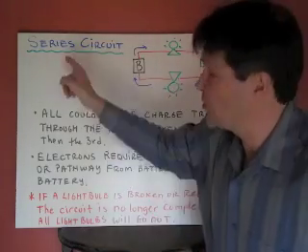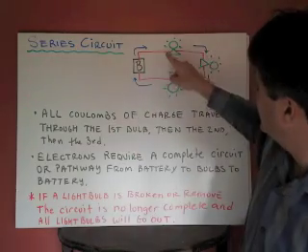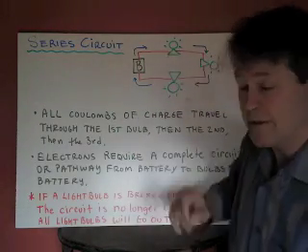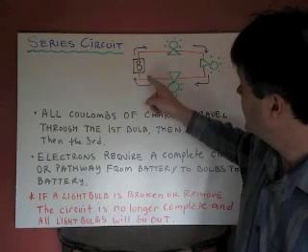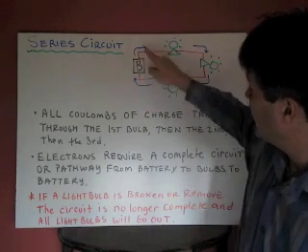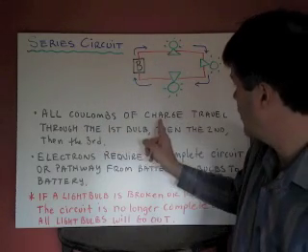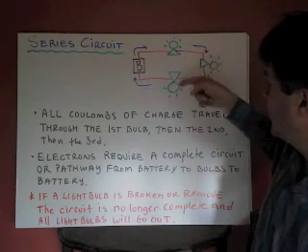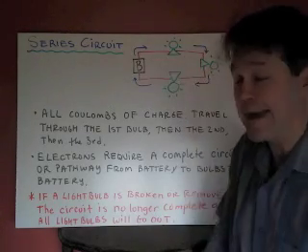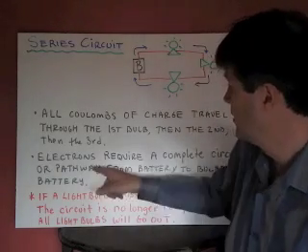So let's just review the basics of a series circuit. We have three light bulbs in this example connected to a battery in series. And we see that we have a single loop here. So all coulombs of charge travel through the first bulb, through the second bulb, through the third bulb, and back into the battery. That makes it a series circuit.